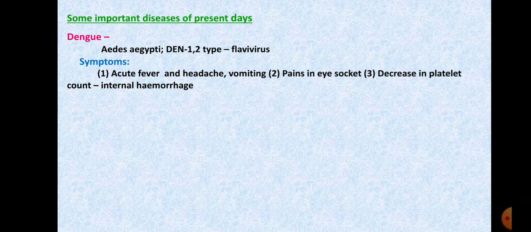Then decrease in platelet count, and sometimes the internal hemorrhage is there. That is, the blood hemorrhage takes place inside the body, and the platelet, which is a corpuscle in the blood, the number of these platelets becomes less.